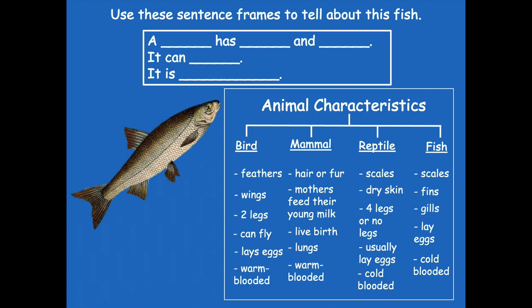All right, friends, pause if you need more time. So here's what I came up with. And maybe yours might be a little bit different, and that's okay. So I said, a fish has scales and gills. It can swim, and it is cold-blooded. So those were the characteristics that I used to describe the fish.